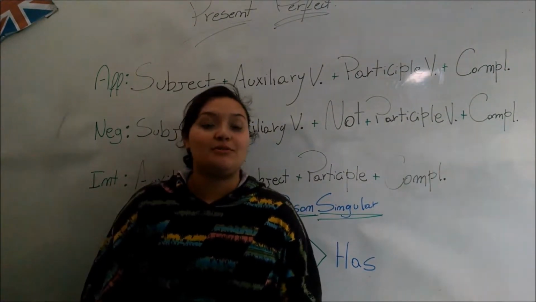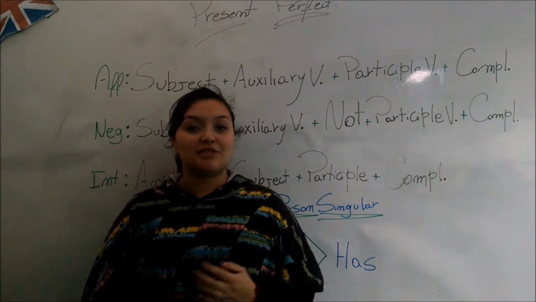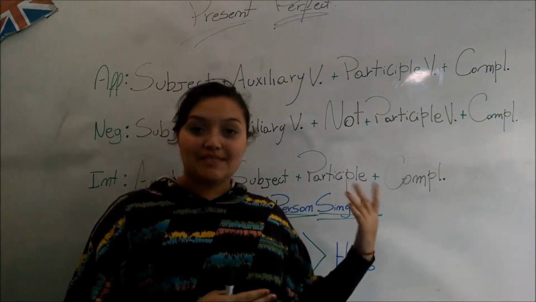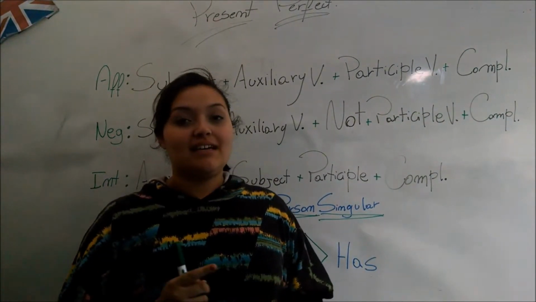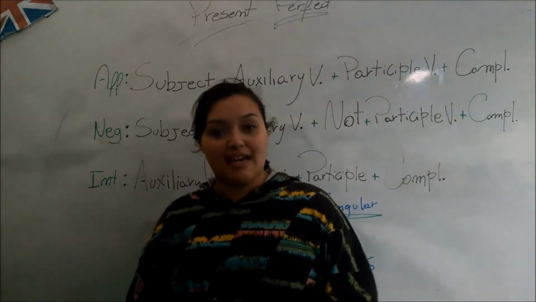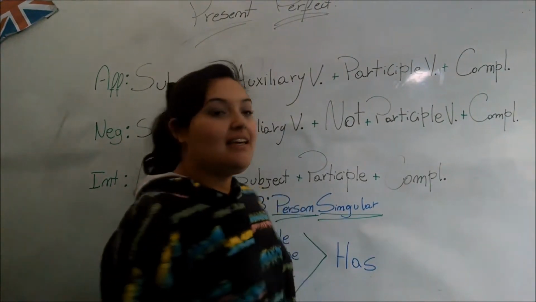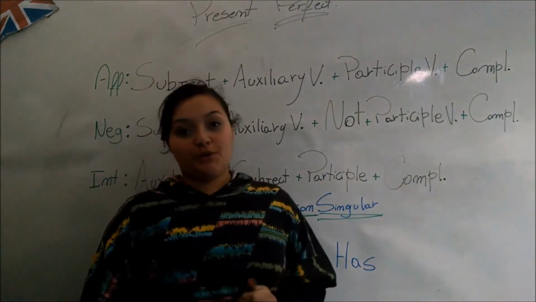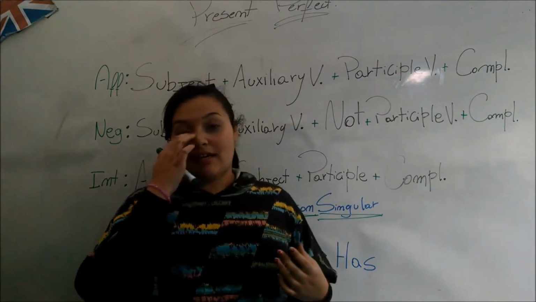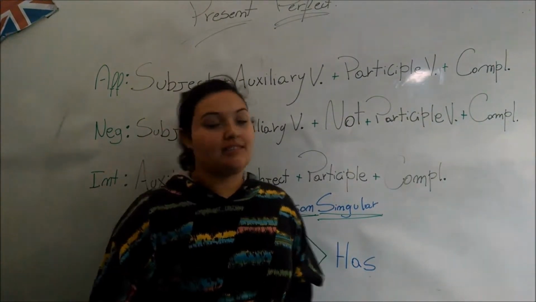First of all, we use present perfect to express something that happened in the past but is still having an effect in the present. Now I'm going to show you some structures of present perfect.